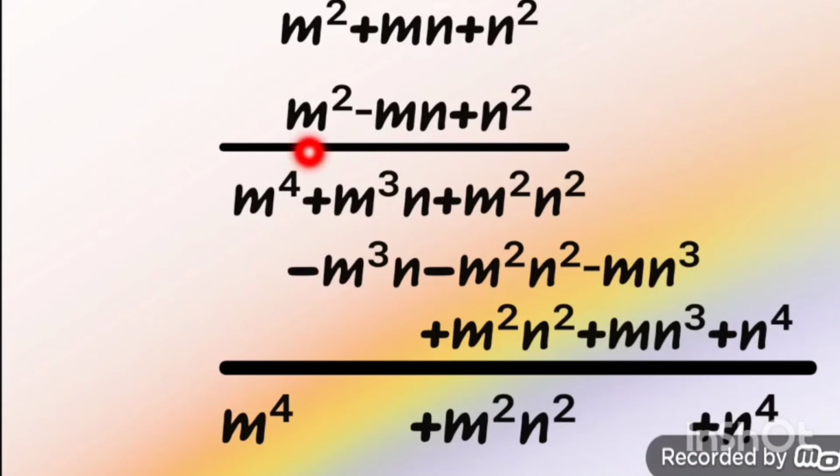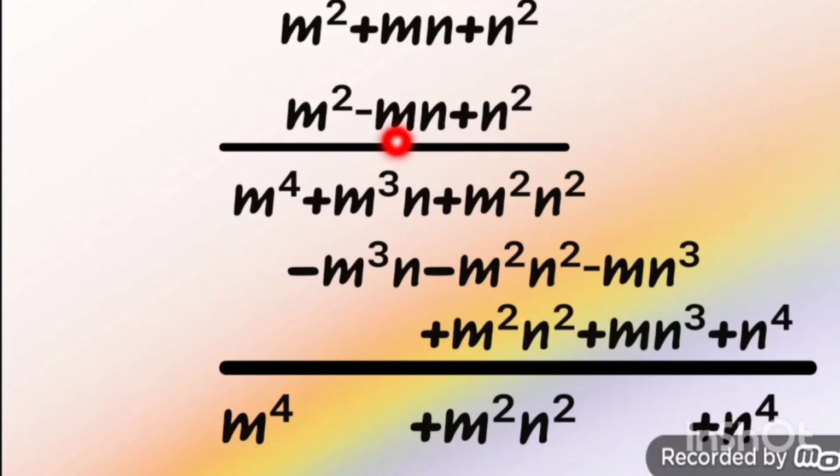So let's take m square and multiply it with the first polynomial. M square multiplied by m square will be m raised to power 4. M square multiplied by mn will be m cube n. M square multiplied by n square will be m square n square. Now multiply minus mn by each term of the first polynomial. Minus mn multiplied by m square will be minus m cube n. As this is the like term of this like term, so we will write this like term under this like term.